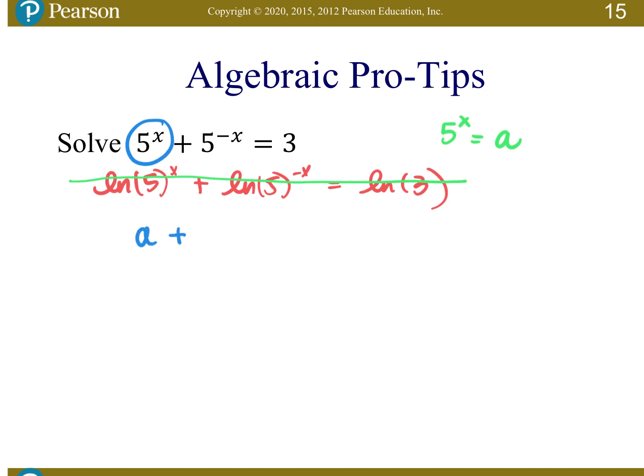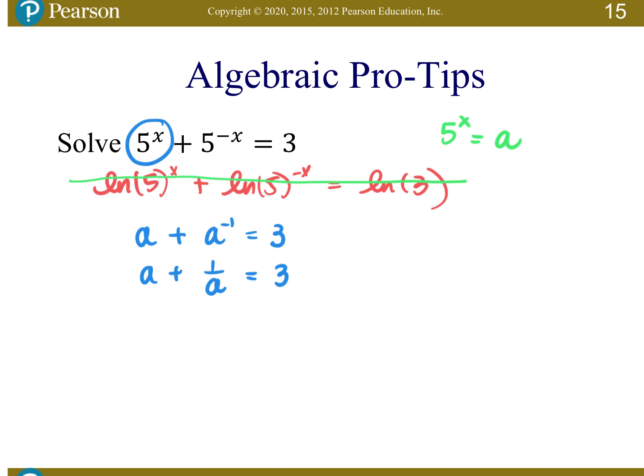What do I replace the other one with? Not negative A. A to the negative 1. That would be the equivalent of that, equals 3. But Matthew, I liked what you were thinking, because what is A to the negative 1? Okay, yeah. So this is now this problem: A plus 1 over A equals 3.